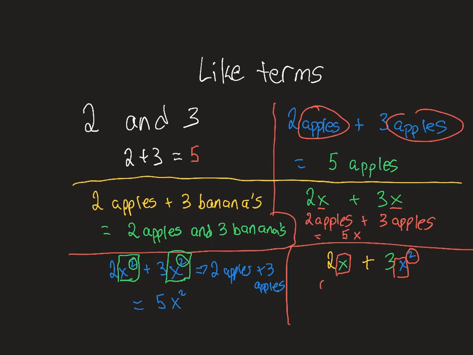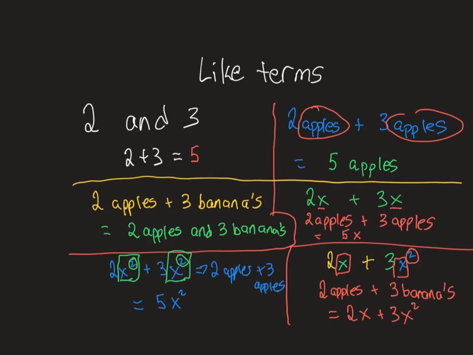So I can think of it as 2 apples plus 3 bananas. If I think of it this way, 2 apples plus 3 bananas is still going to be 2 apples plus 3 bananas, because I still have what I started with. There's no gain here. So in this case, the answer would simply still be 2x plus 3x squared. It would go nowhere because they are not alike. And that is like terms.